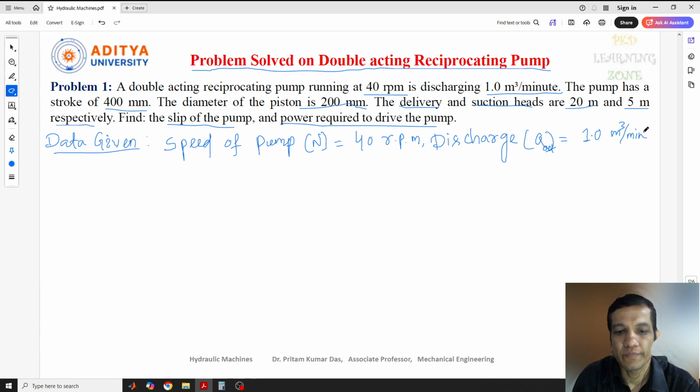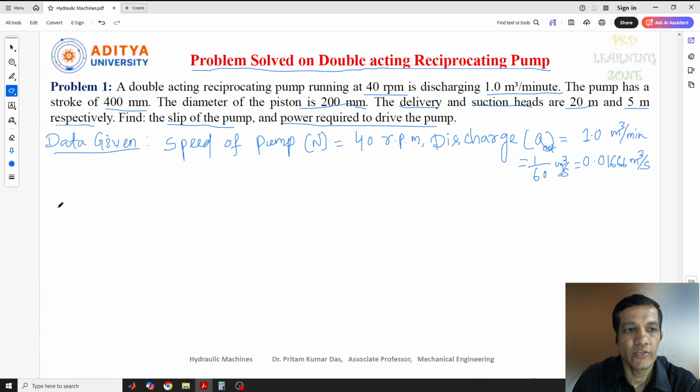This is given in meter cube per minute. If you want to change it to seconds, we can just multiply it by 1 by 60. So this can be written in meter cube per second. If you divide 1 by 60, you get 0.01666 or so. That is meter cube per second.